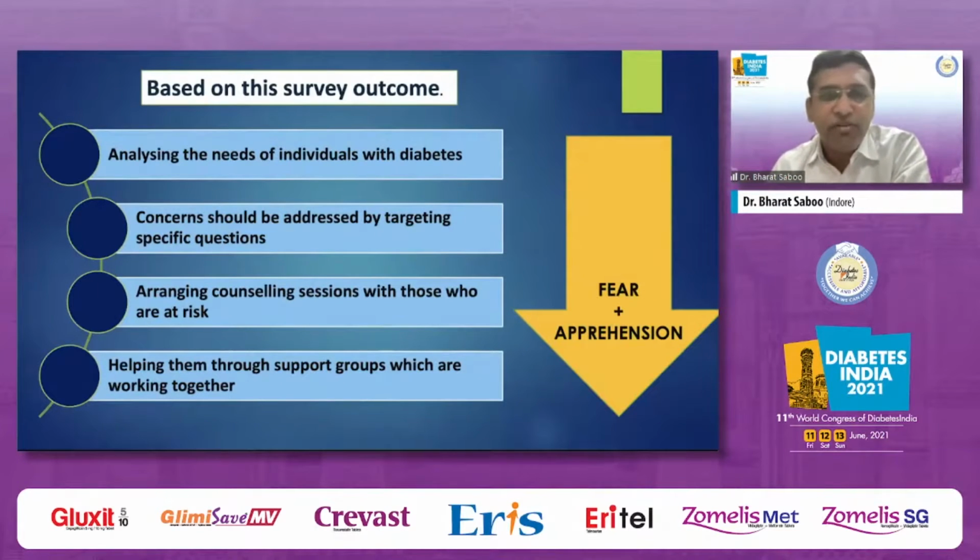So based on this survey, we can analyze the needs of individuals with diabetes, actually what they want, what their individual needs are, so that they can be tackled. Their individual concerns, based on the specific questions, should be addressed and can be addressed very easily. We can arrange counseling sessions for those who have a very high PSS score or those we found at risk so that we can help them. And we can also help them through support groups, those who are alone or not having any family support, so that they can have at least a support group and their apprehension, fear and anxieties can be brought down.